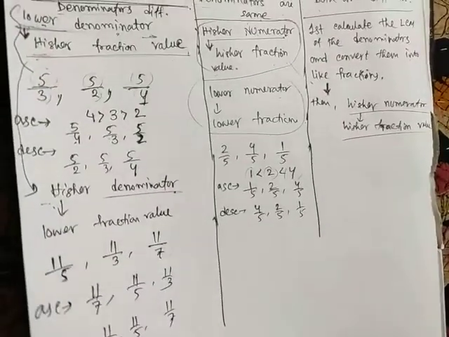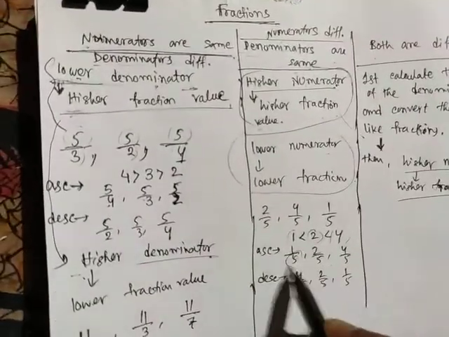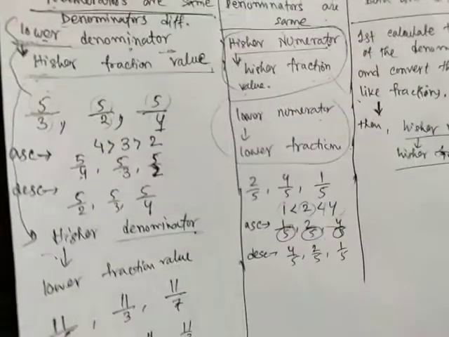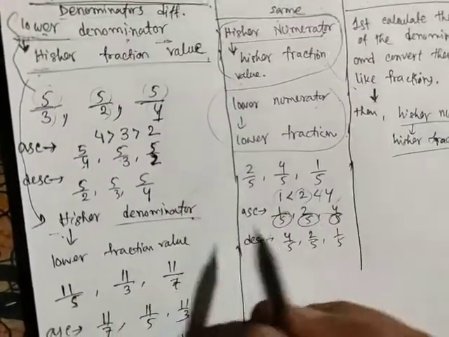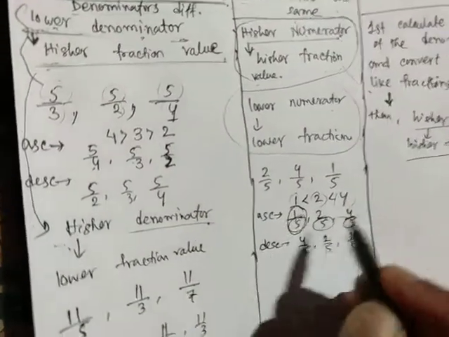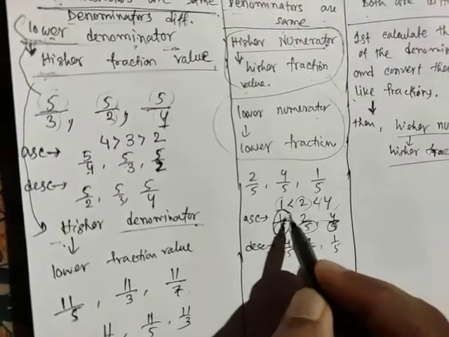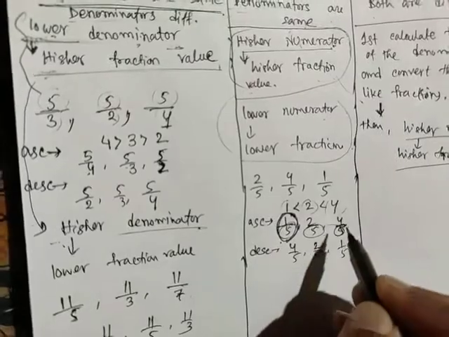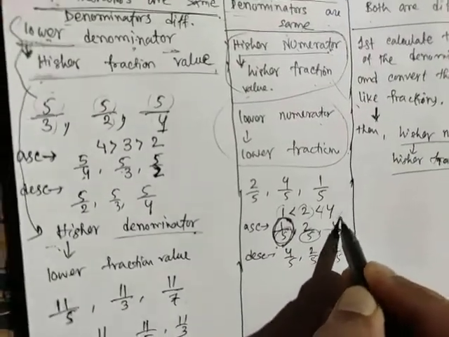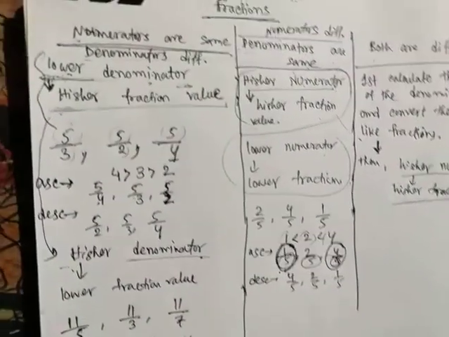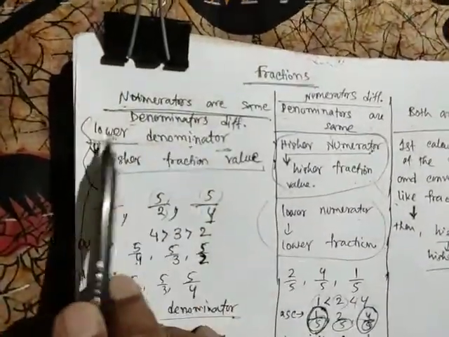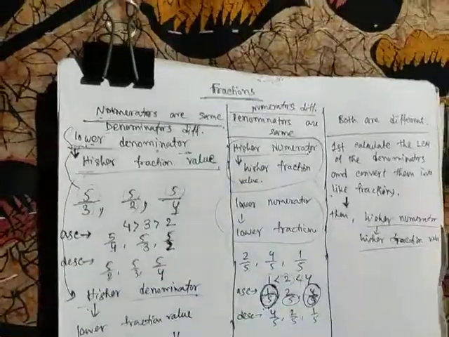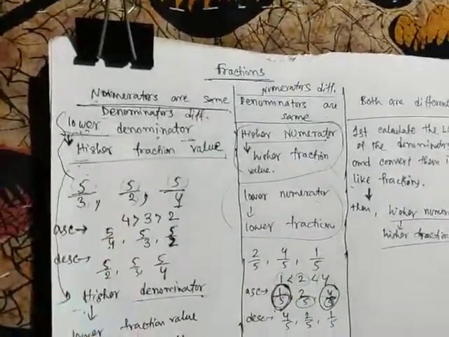So understand or not? See, here the denominators are same, all are 5, so now you have to compare only the numerators. The numerator with the lowest value gives the lowest fraction. The numerator with the highest value gives the highest fraction. Okay, here the relation is lower lower, higher higher. In the earlier case with same numerators, the relation was opposite.